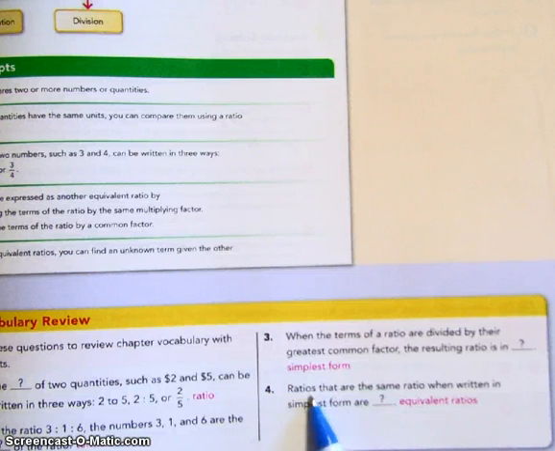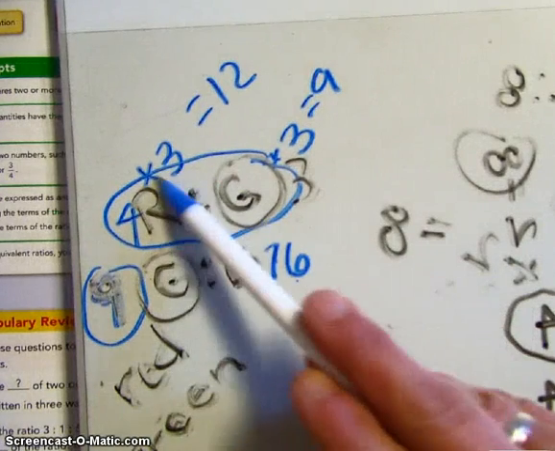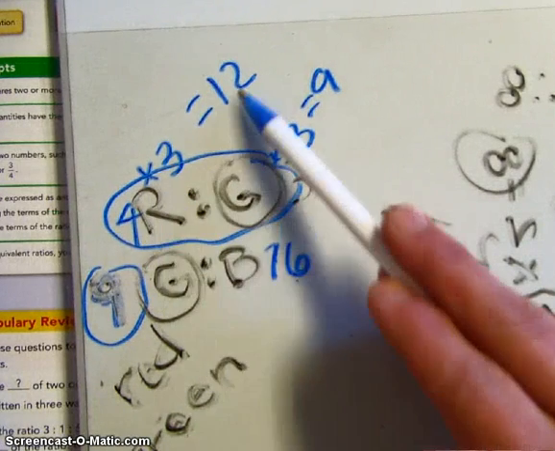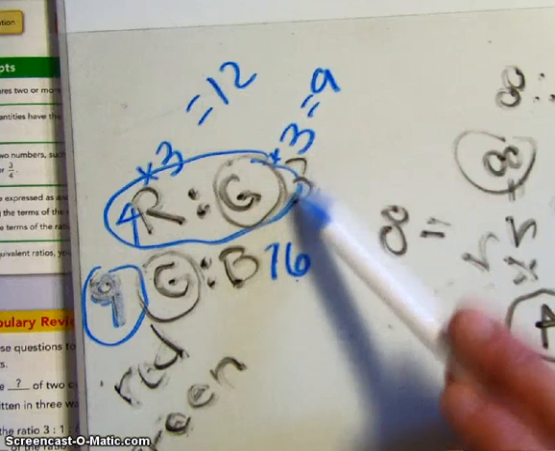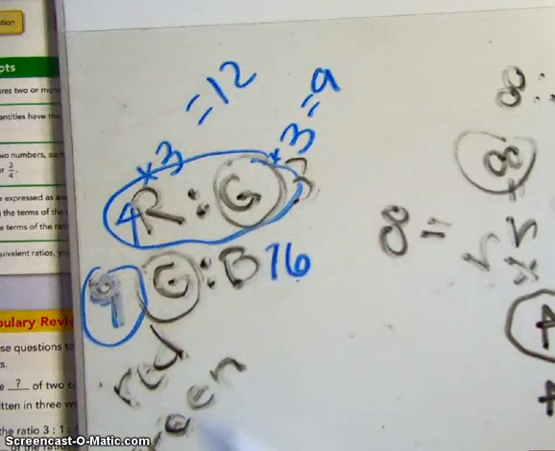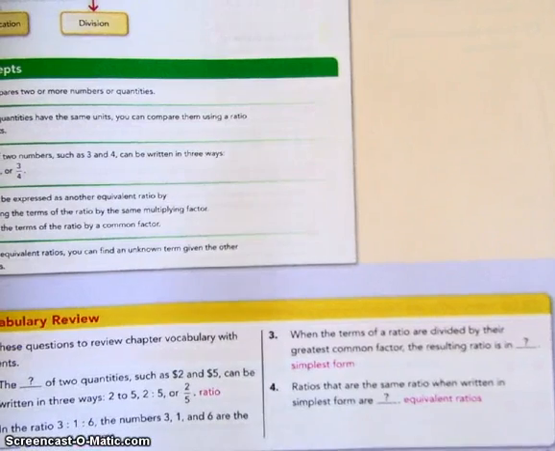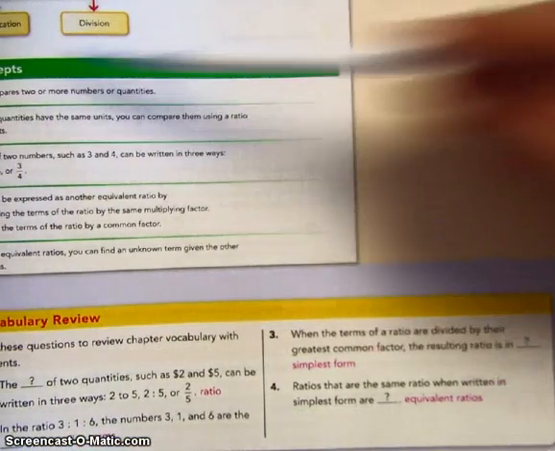Last term: ratios that are the same ratio when written in simplest form are called, and the answer is equivalent ratios. Just like I did on our paper right here, I'll show it to you one more time. I said, okay, I'm going to times 3 by 4 to get 12, and I will times 3 by 3 to get 9. Those would be an equivalent ratio because I just timed something. You can also divide, and it will make it a smaller number. So hopefully this is helpful. This is kind of reviewing our chapter.